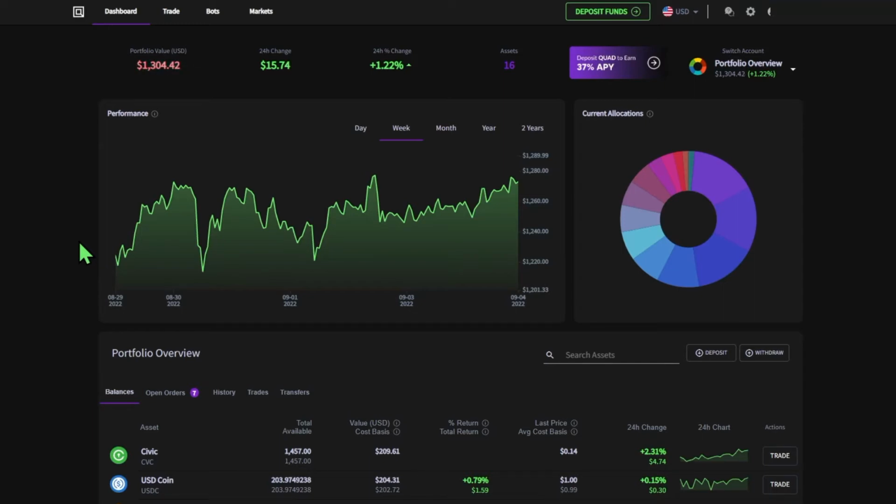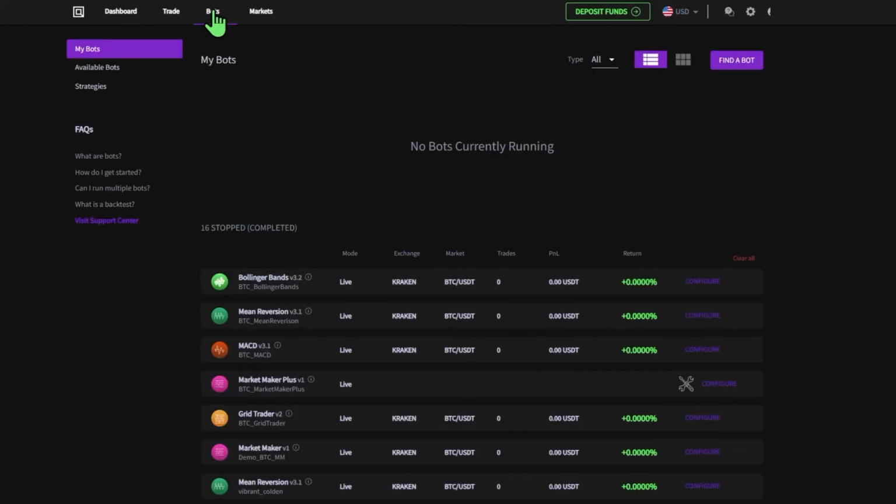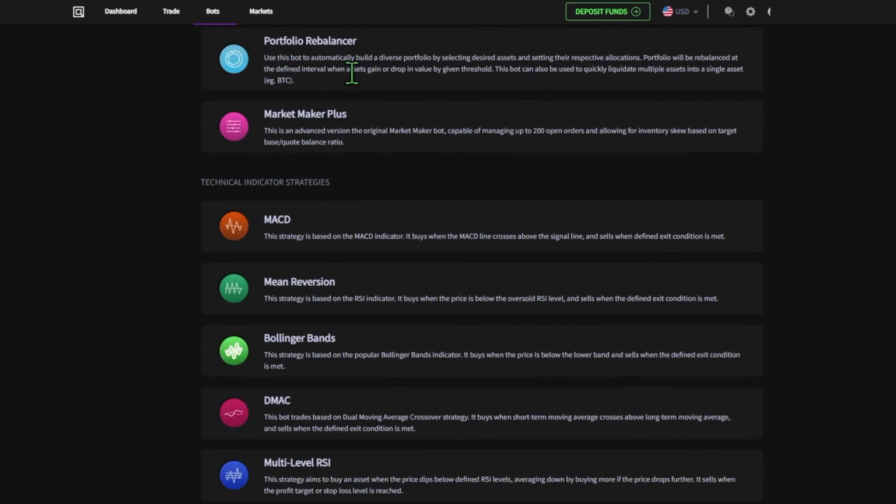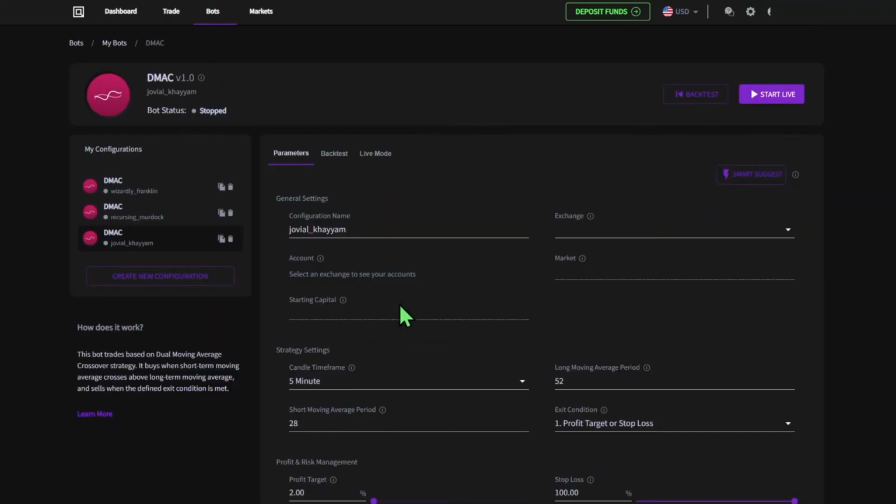So now let's get into the business with the DMAC bot strategy. You're going to click on bots in the menu at the top, and then move your mouse over to available bots. Scroll all the way down to your technical indicator strategies, and you're going to find the DMAC strategy. Click on that, and give it a nice name. We're just going to do BTC DMAC. Once you have your name figured out, you can move into your strategy.